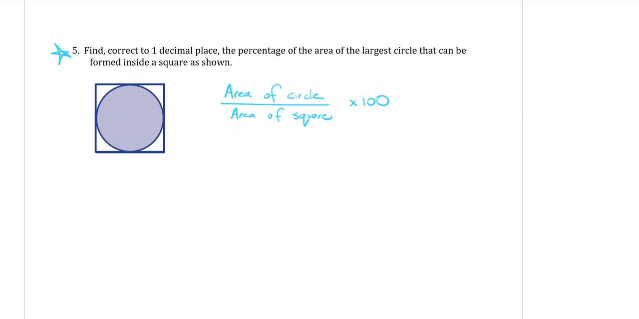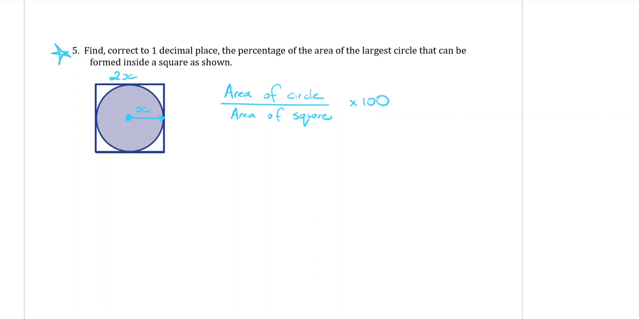The trouble is I don't have any dimensions on this shape at all. So I'm going to introduce some letters. Looking at my circle, from the center of the circle to the edge, which would be the radius, I'm going to call that x, which means the side length of my square would be 2x because it would be the same as the diameter, since the circle is touching the whole way around.